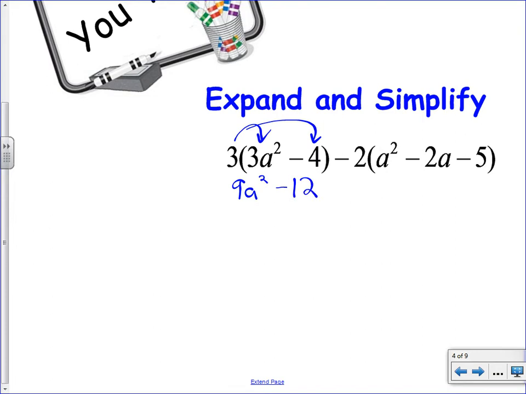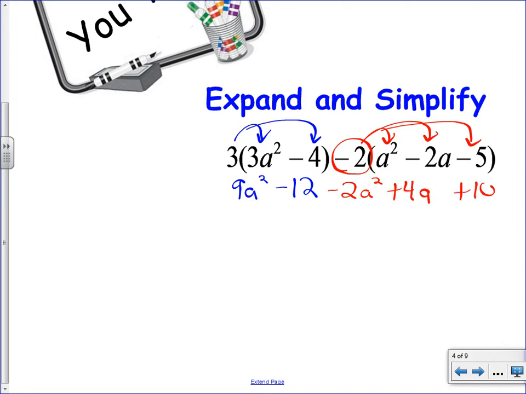Laura, what do I have to do with this second bracket here? Multiply by negative 2. What number am I going to multiply? Negative 2 times a squared minus negative 2 times 2. Okay, so what would I get when I expand that in? Negative 2a squared. Good. Nick, can you do the next one for me? So I do negative 2 times negative 2. Good. Positive 4a. Jenny, the last one?